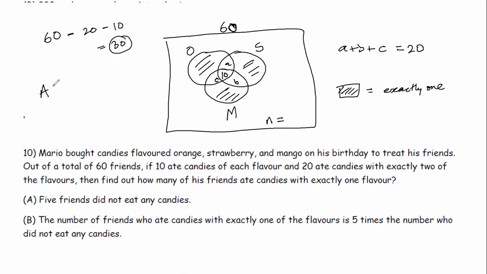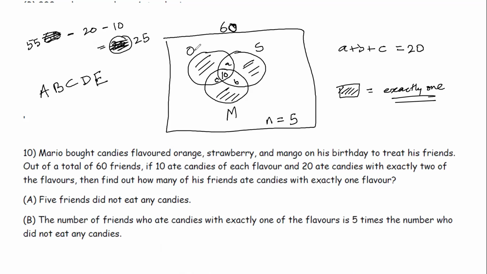That is cleared using statement A. In statement A, they are saying that five friends did not eat any candy. So when five friends did not eat any candy, n is 5. So everything within the circles is not 60 but 55. When we subtract 20 and 10 from 55, we get the correct answer, which is 25. So this exactly one part is 25, and that is only through the circles.